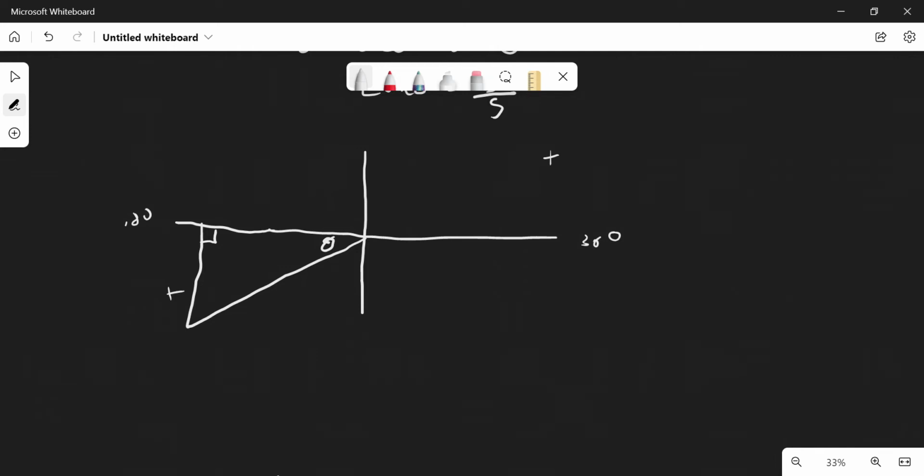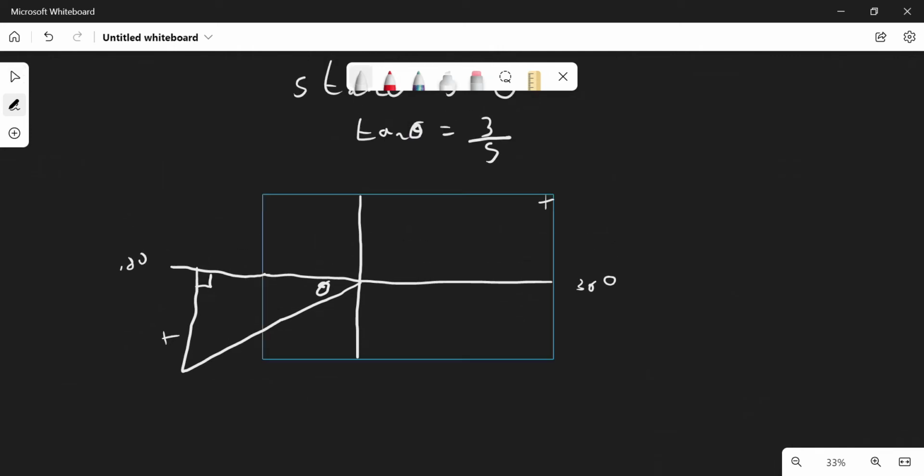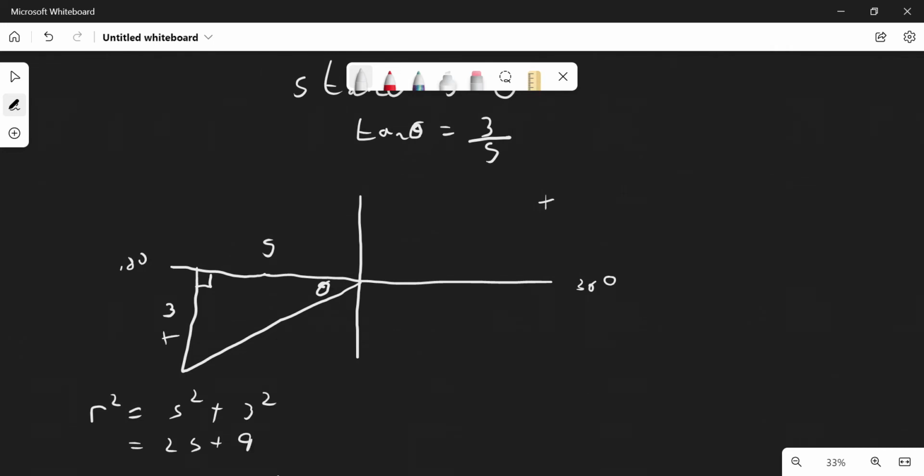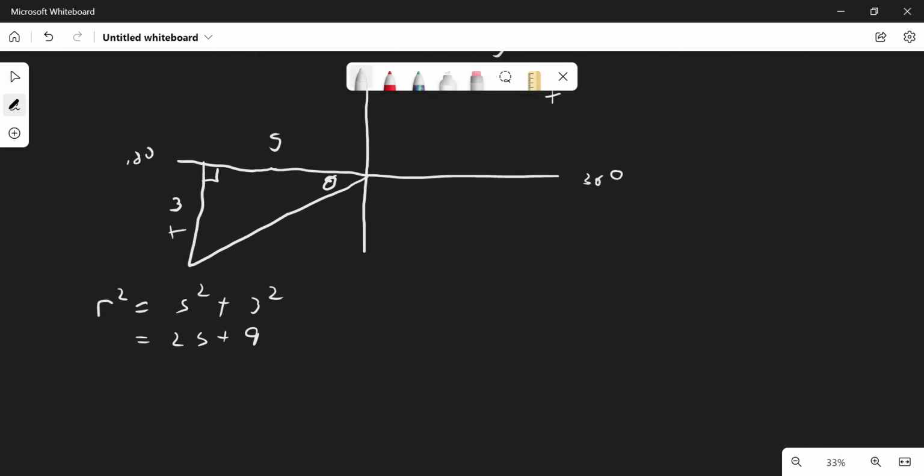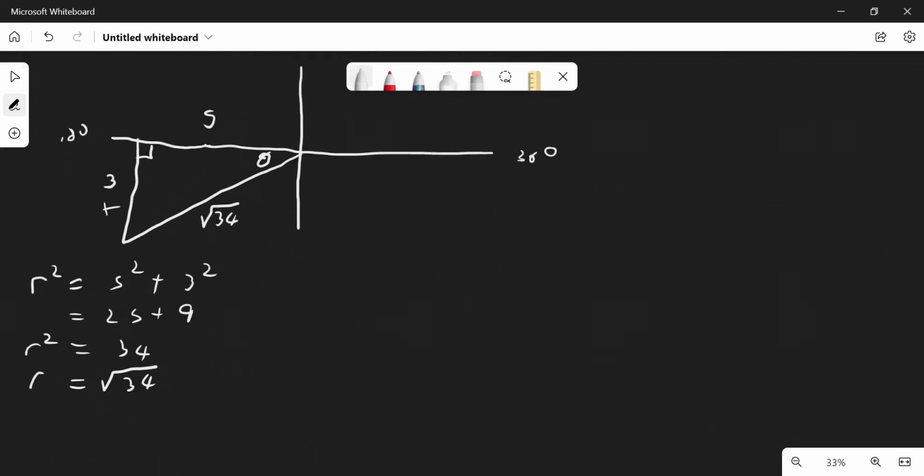So there, we're going to write down our theta. We know tan is equal to 3 over 5, which means this is our tan. Now let's find our hypotenuse. We're going to say r squared is equal to 5 squared plus 3 squared, which gives us 25 plus 9, which gives us 34. So r is equal to the square root of 34. Okay, so now we have a triangle for our theta value.